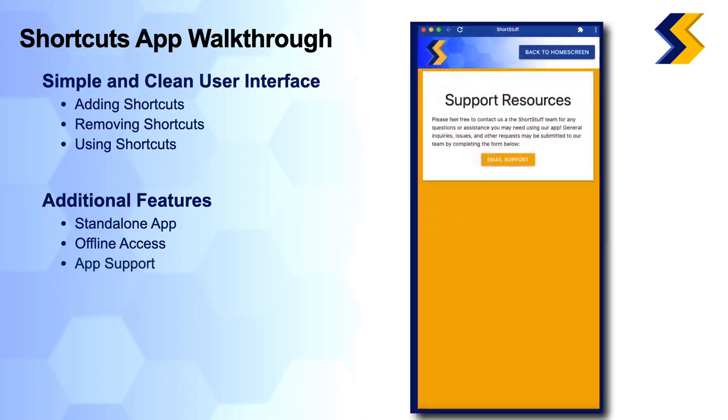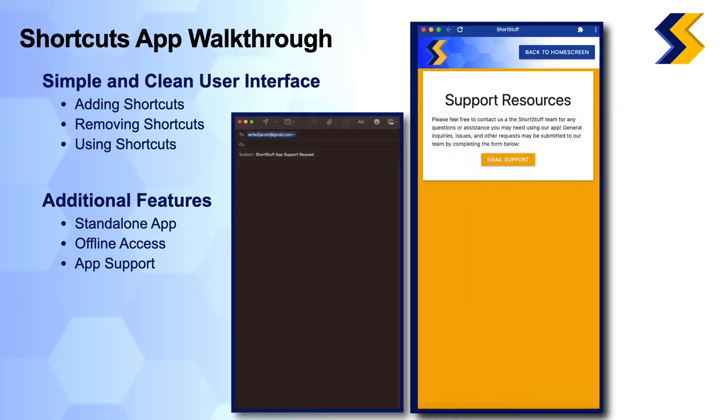From the app support screen, you can click the Email Support button to create a new message to request support using your device's default email app. However, you may not be able to send the request until your device is back online.